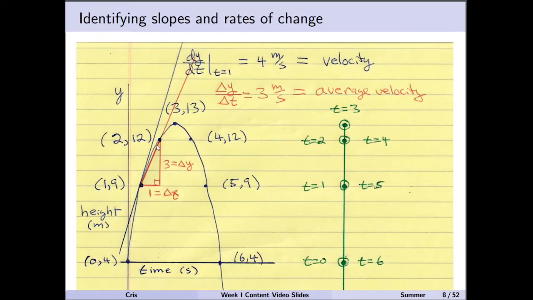But as we let this point come closer and closer to the point 1, 9, the slope of the secant line becomes the slope of the tangent line. And the average velocity becomes the instantaneous velocity of 4 meters per second. So average velocities correspond to slopes of secant lines. Instantaneous velocities correspond to slopes of tangent lines.